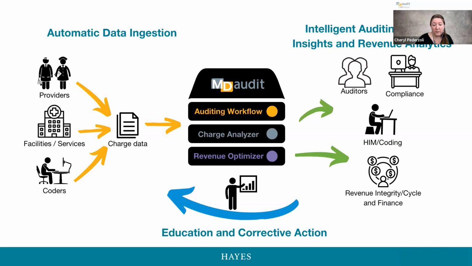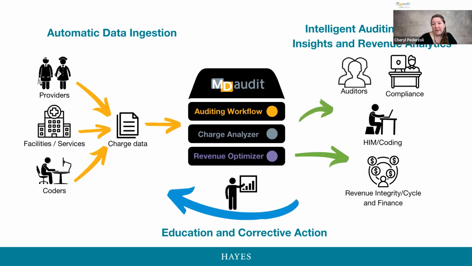The auditing workflow is the main engine and provides workflow solutions for auditors, billing compliance, and HIM. These workflows allow staff to audit E&M charges, inpatient services, coder performance, assess risk, and create overviews of the findings. Charges can be reviewed either pre or post-claim submission, allowing organizations to do both prospective and retrospective audits.